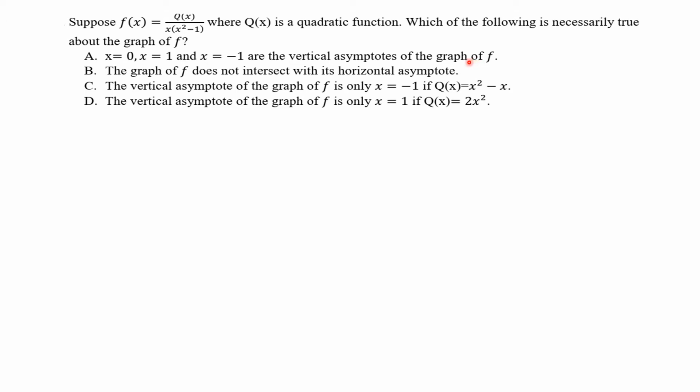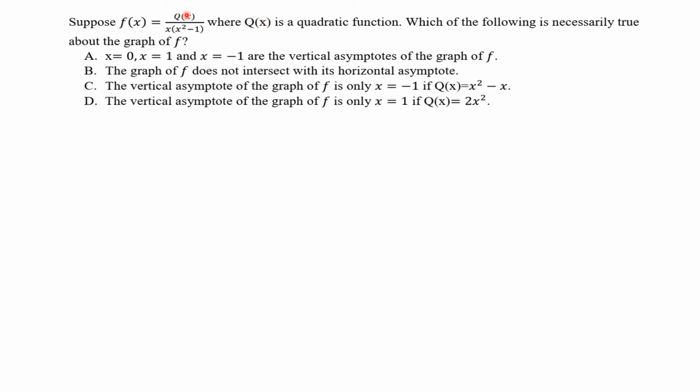Now to decide whether or not this one is the answer, we have to see some steps. Look, the zeros of the denominator of this function are x is equals to 0, x is equals to plus or minus 1. When you put 0 and plus or minus 1, the denominator will be 0. We know that. But since q of x is a quadratic function, we don't know about the roots of quadratic function.